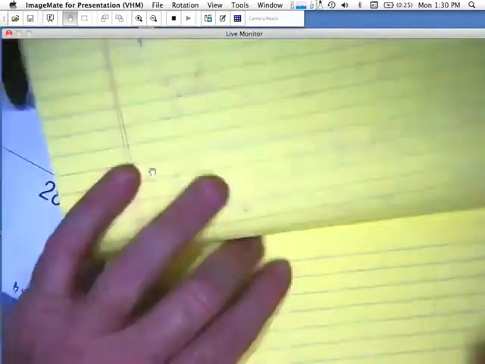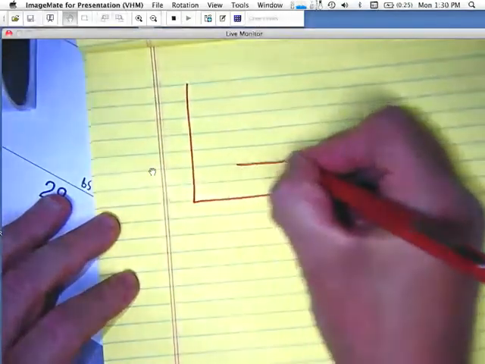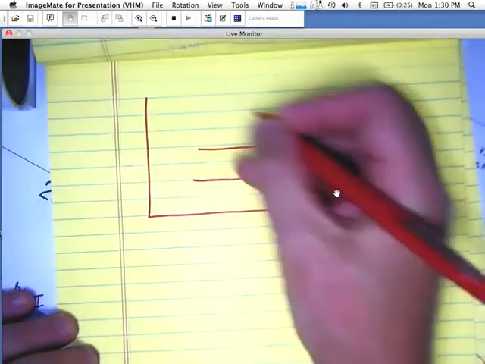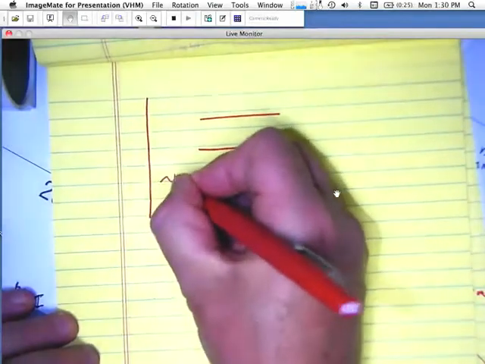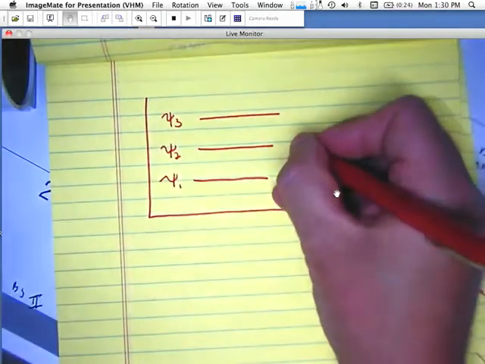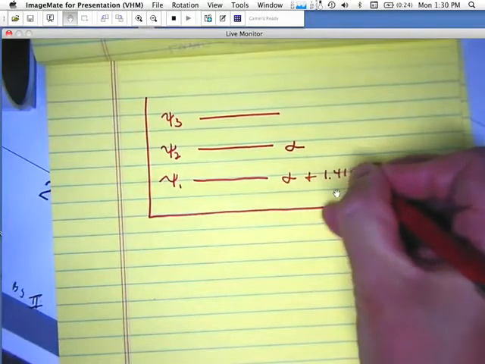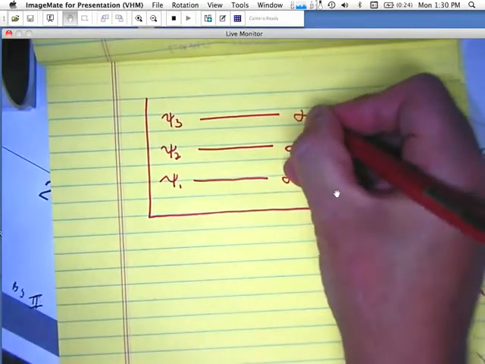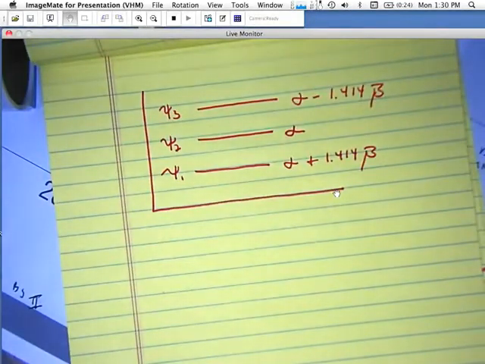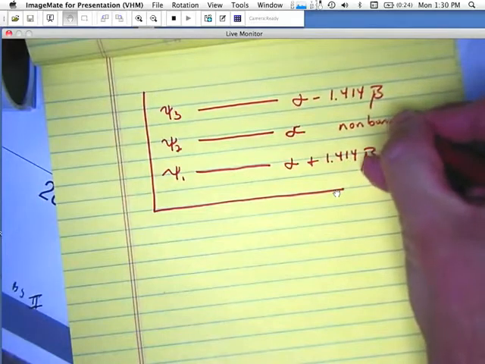And what that tells me is if I draw this on the energy diagram, there's a molecular orbital, there's a molecular orbital, and there's a molecular orbital. And this is psi 1, this is psi 2, and this is psi 3. And this one's just going to be equal to alpha. This is going to be equal to alpha plus 1.414 beta. This one is alpha minus 1.414 beta. And it turns out that if we have one that's just an alpha, we call that a non-bonding orbital.